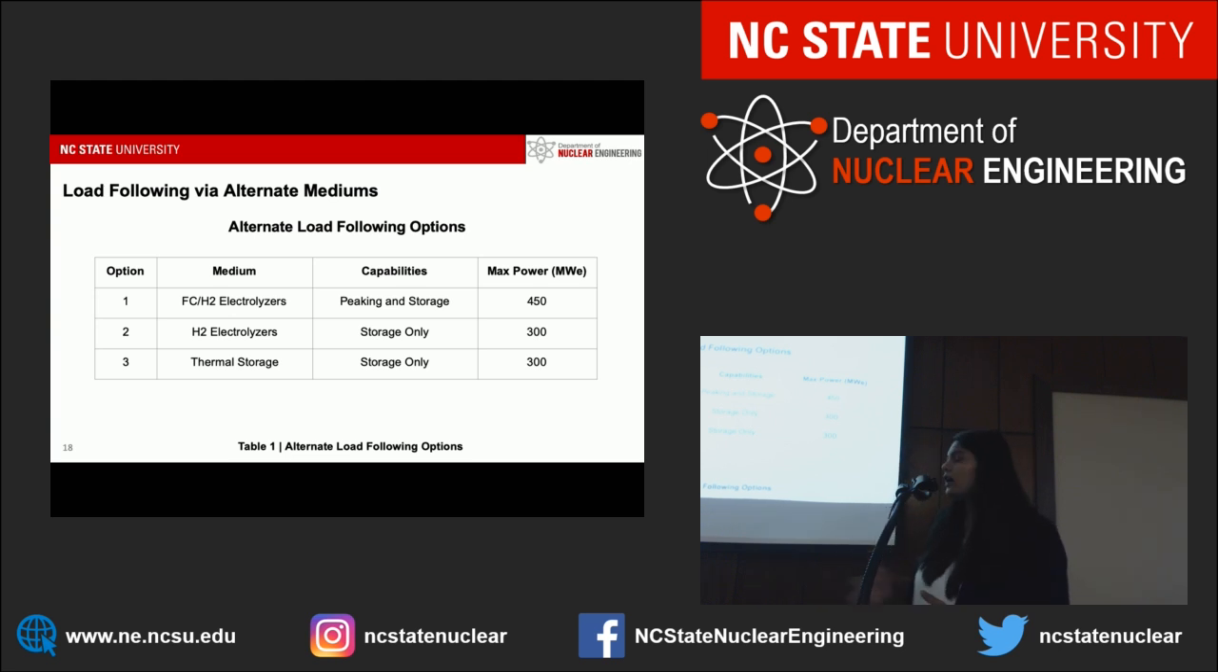The peaking component is very beneficial for the small grids, as it provides a buffer to when starting large loads. At the same time, utility can take advantage of profit from peak power pricing. Our second and third option provides only storage capabilities. Here, the reactor will operate above the demand curve and will constantly add energy to our storage system.